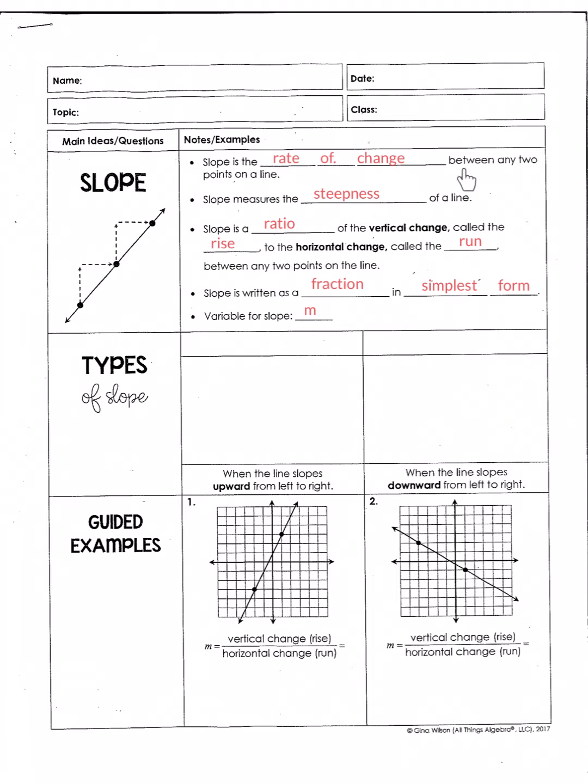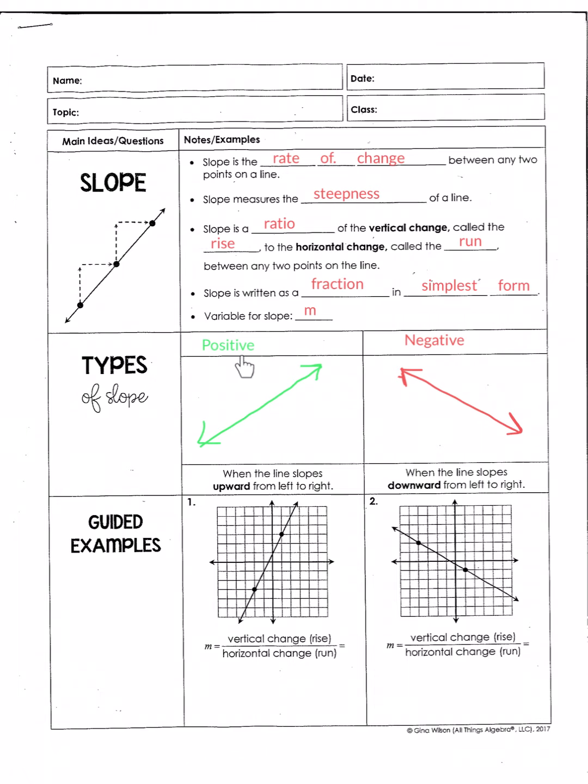Slope is the rate of change between any 2 points on a line. Slope measures the steepness of a line. Slope is a ratio of the vertical change, called the rise, to the horizontal change, called the run, between any 2 points on a line. We often call the slope rise over run. Slope is written as a fraction in simplest form. And the variable that we use for slope is m.